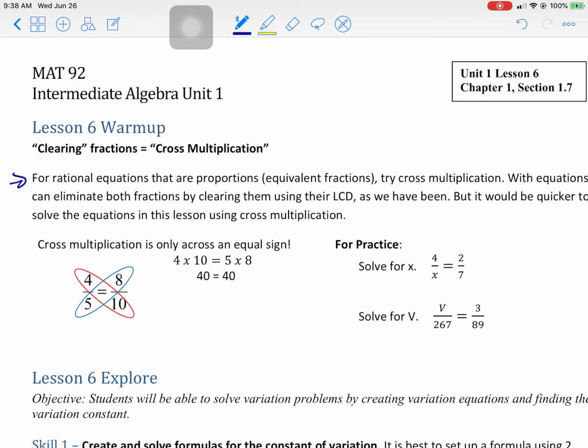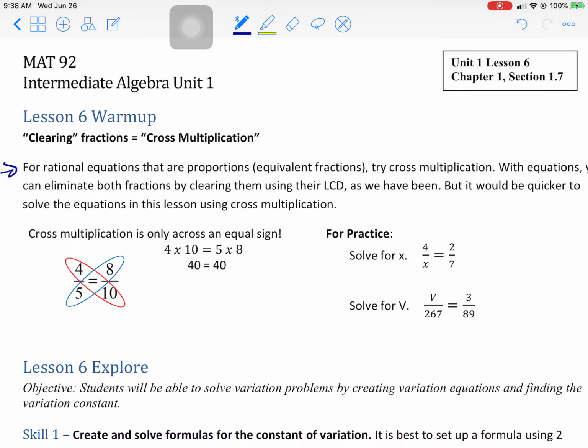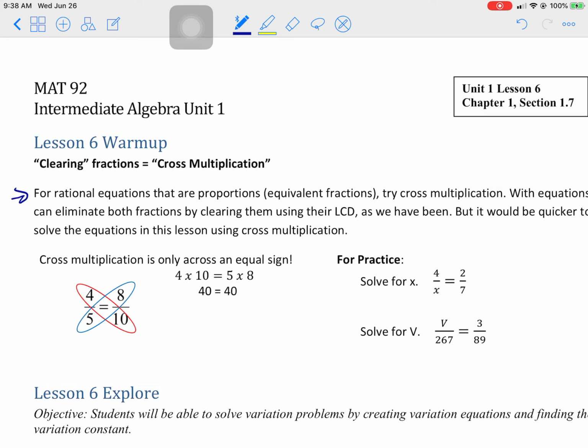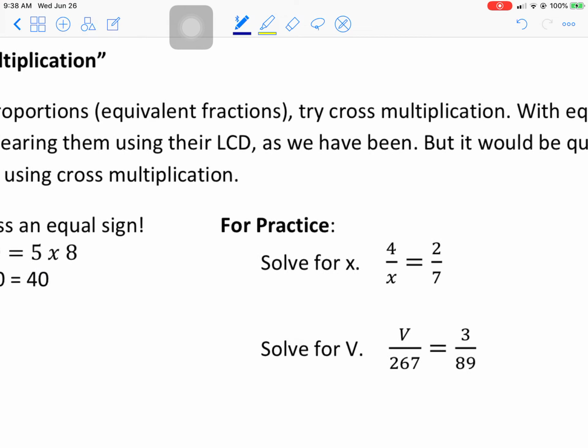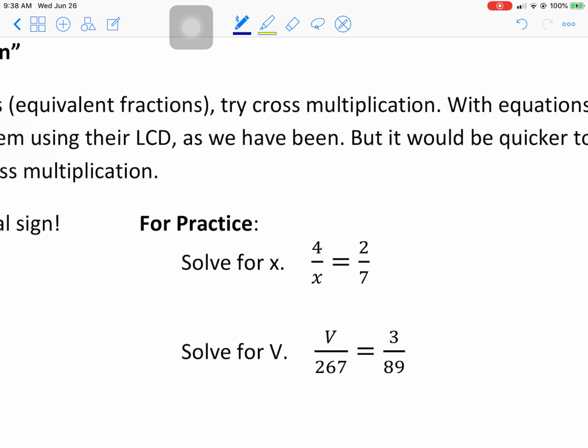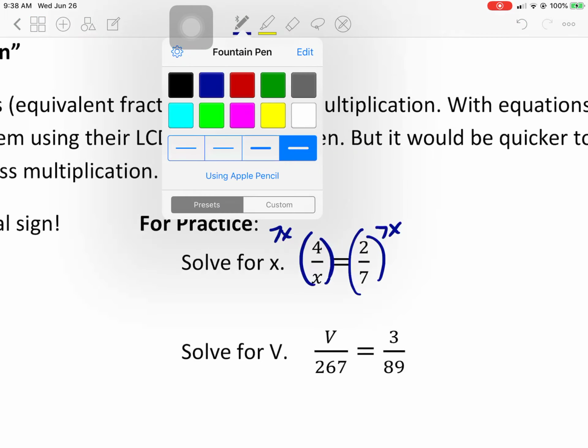With equations, you can eliminate their fractions by clearing them with their LCD as we have been, but it would be quicker to solve the equations in this lesson using cross multiplication, okay? Cross multiplication is a way to sort of clear a fraction, so I wanted to show you, for example, this one right here. If you were going to clear the fractions the way we have been doing, this would be 7x because that's my LCD, and you multiply both terms by your LCD, okay?